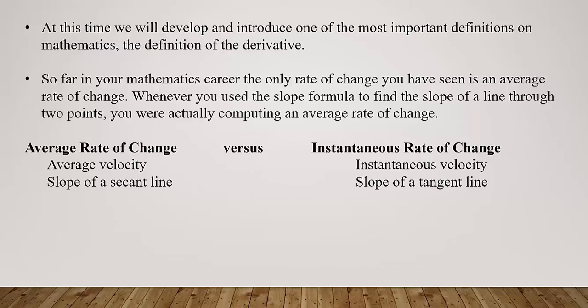The average rate of change concept is given by the slope of a line. Specifically, it's given by the slope of a secant line. A secant line is nothing more than a line that passes through 2 points on a curve. The instantaneous velocity, or instantaneous rate of change, is given by the slope of a tangent line. A tangent line is nothing more than a line that passes through a single point on the curve.